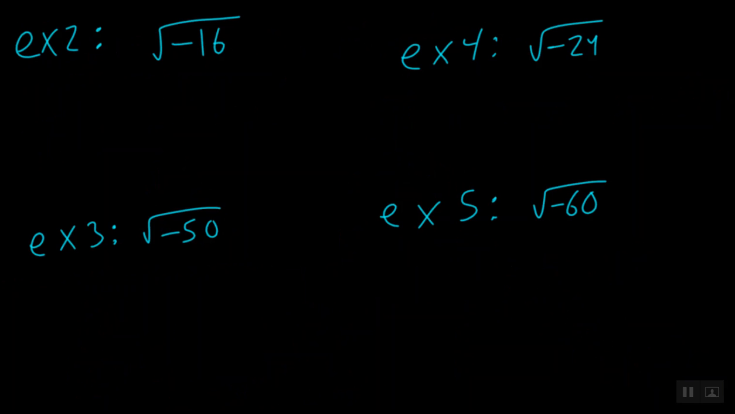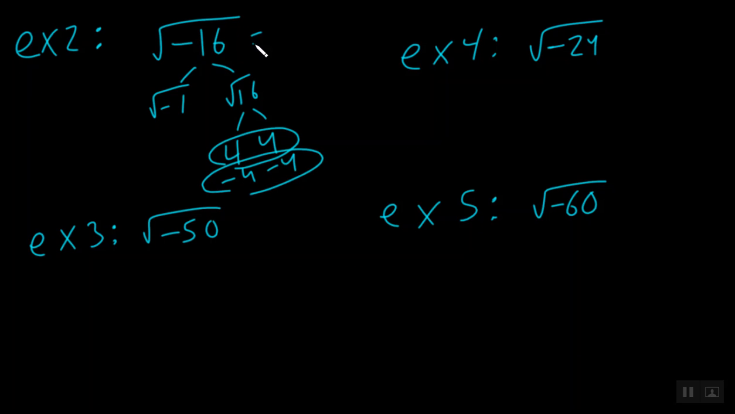Okay, let's go on to example 2. Here we have the square root of negative 16. What's our very first step? We're going to pull out the negative, and we're going to write the square root of negative 1 and the square root of positive 16. Now remember, we're looking for groups of 2. I know 16 breaks down into 4 and 4, or if you'll recall, also negative 4, negative 4. So what's our answer here? Our groups of 2 will be plus or minus 4. And remember, the square root of negative 1 is i. So the square root of negative 16 is plus or minus 4i.